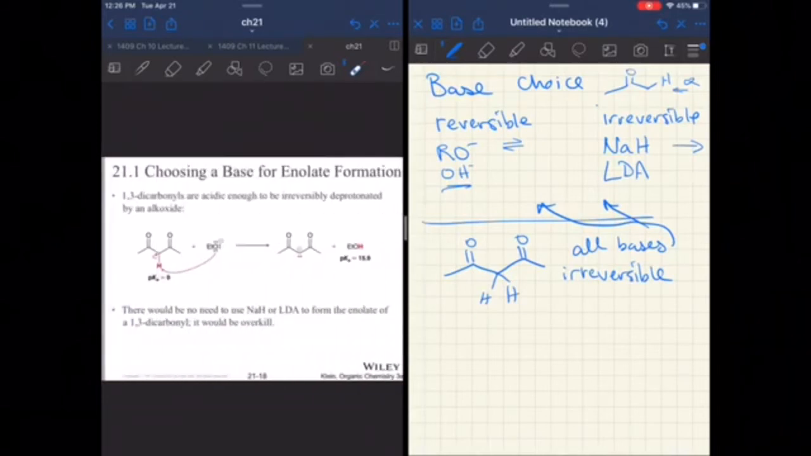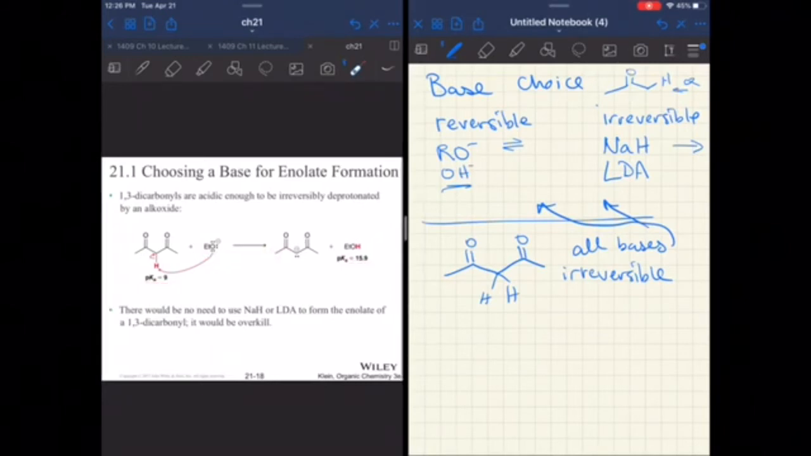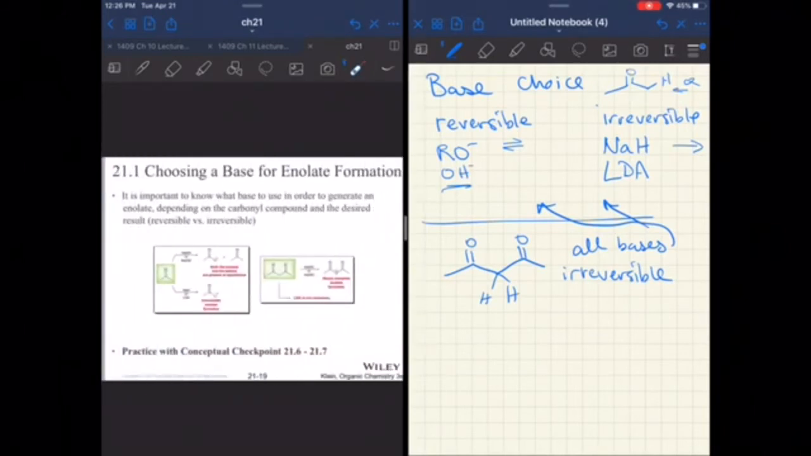All right, so you see, even though they're using ethoxide on this slide, we don't see an equilibrium arrow, and that's because of the pKa difference. You wouldn't need NaH or LDA. You could use it, you just wouldn't need it. So when choosing a base, right, it depends on what you want to do. And this is just summarizing what I've already said.